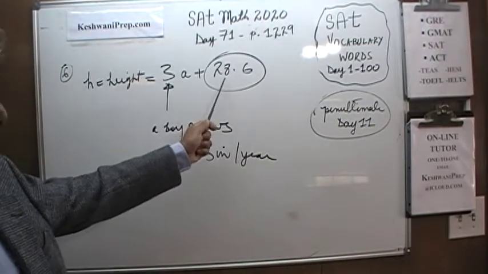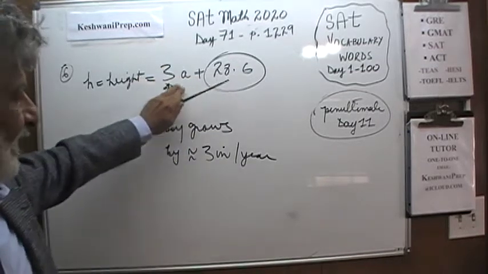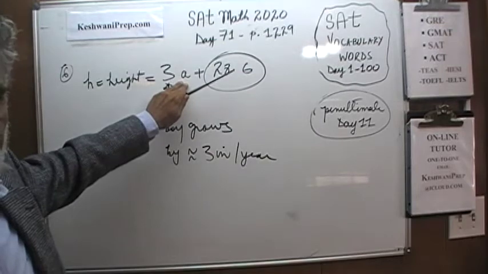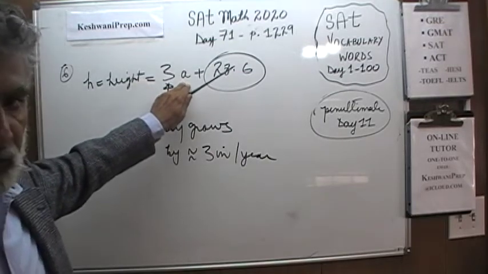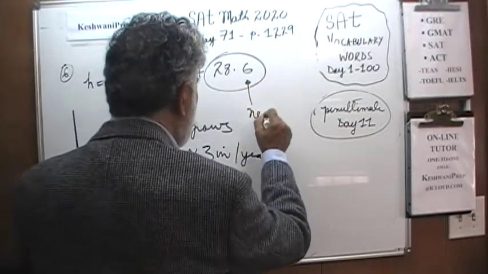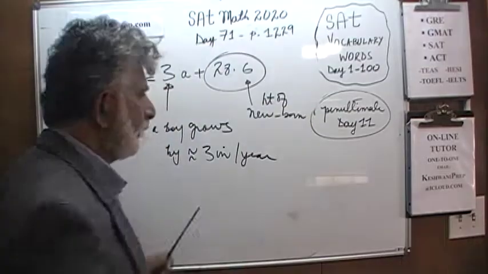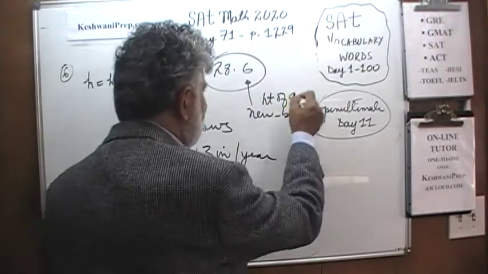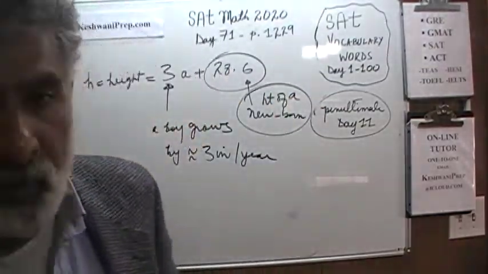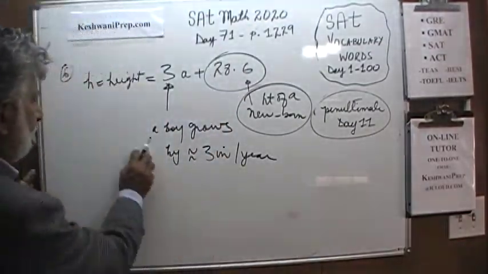That's our intercept. When a is equal to 0, this thing drops out, and we're left with 28.6. When a is equal to 0, a represents the number of years in ages. When a is 0, well, if it's 0, this represents the newborn baby. This is the height of a newborn. This represents the height of a newborn baby boy. They are not asking for that. Number 7.